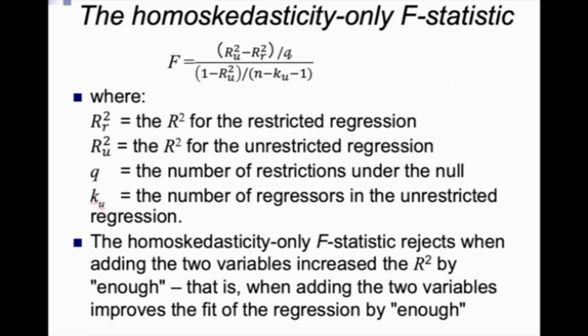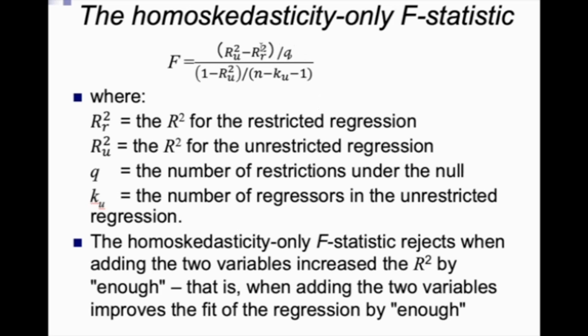The F-test for testing multiple restrictions in our regression can be expressed in many ways. This is one expression. We're comparing the R-square from a restricted model with the R-square from an unrestricted model. The unrestricted model R-square is larger than the R-square from the restricted model, because R-square can only increase when you add more variables.